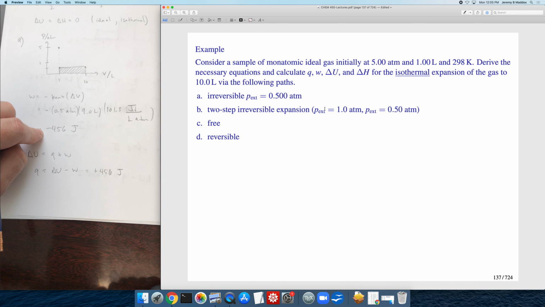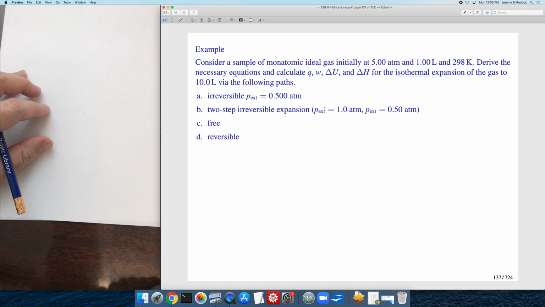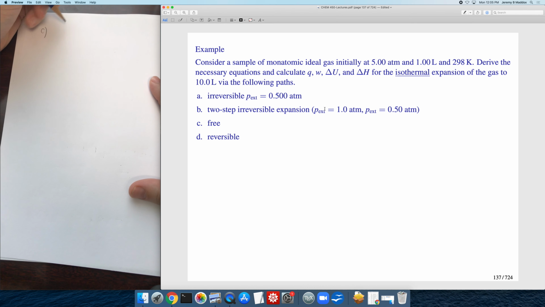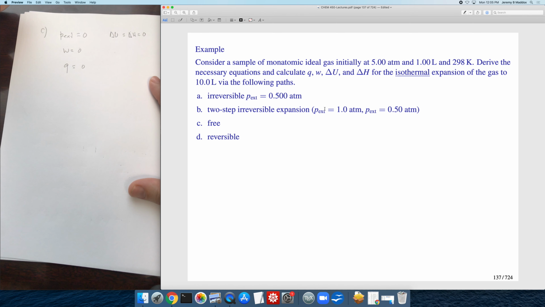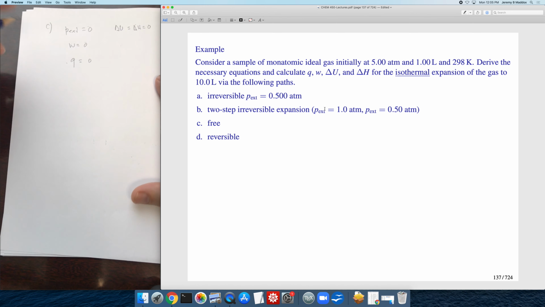Okay. Next, let's do the free gas expansion. So in that case, what that means is that the external pressure equals 0. And so what we're going to find then, of course, is that the work is equal to 0, and then the heat is going to be equal to 0, right? Because we already know that delta U and delta H are equal to 0 for this problem because it's an ideal gas expanding isothermally. In addition to that, the work is 0, and then of course if the work is 0, then the heat's 0. So that's what we get for the free expansion.